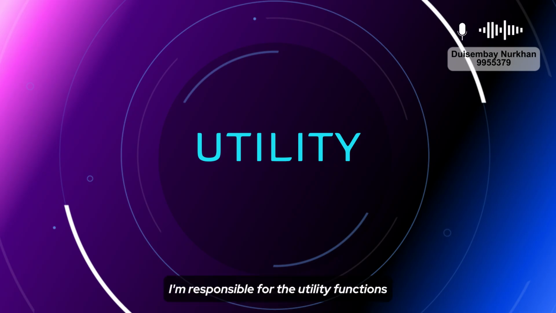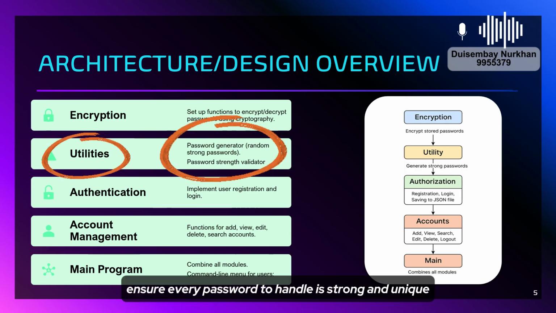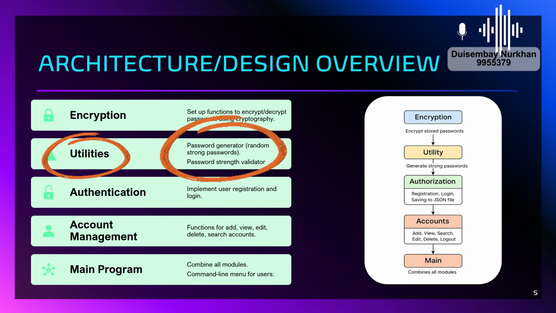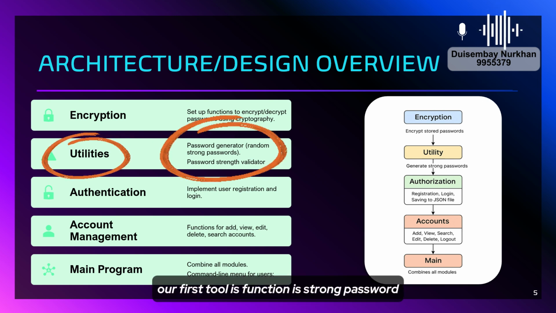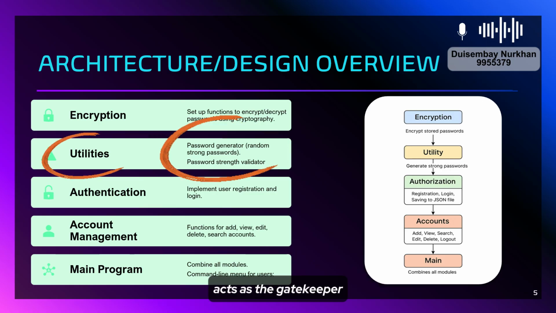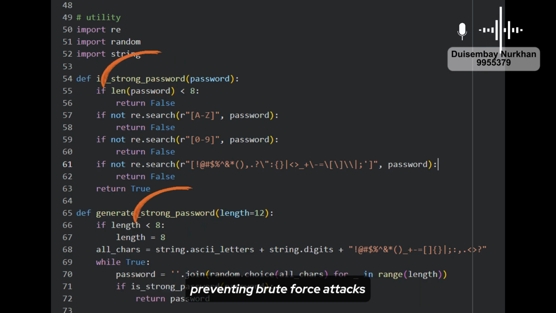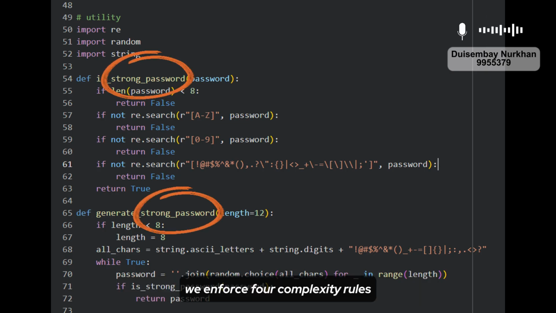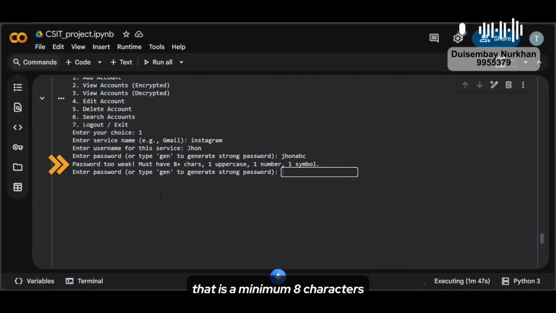Hello everyone, I'm responsible for the utility functions, and our goal is simple: ensure every password we handle is strong and unique before it gets encrypted. Password strength validation, the gatekeeper. Our first tool, the function isStrongPassword, acts as a gatekeeper. It stops users from storing simple, guessable passwords, preventing brute force attacks. We enforce 4 complexity rules. That is minimum 8 characters, uppercase, number, and symbol.